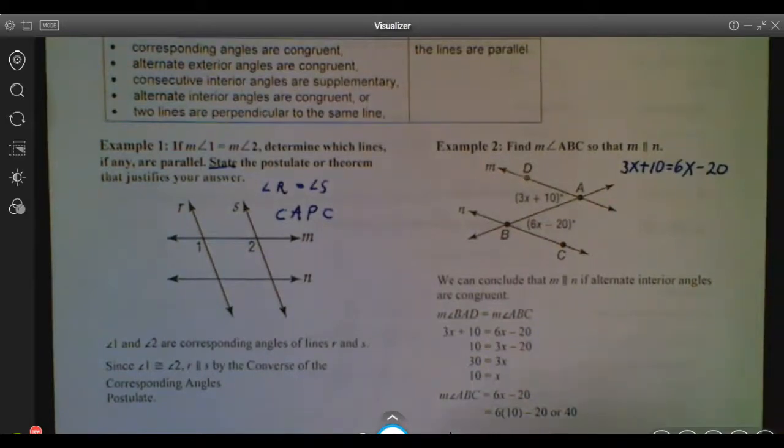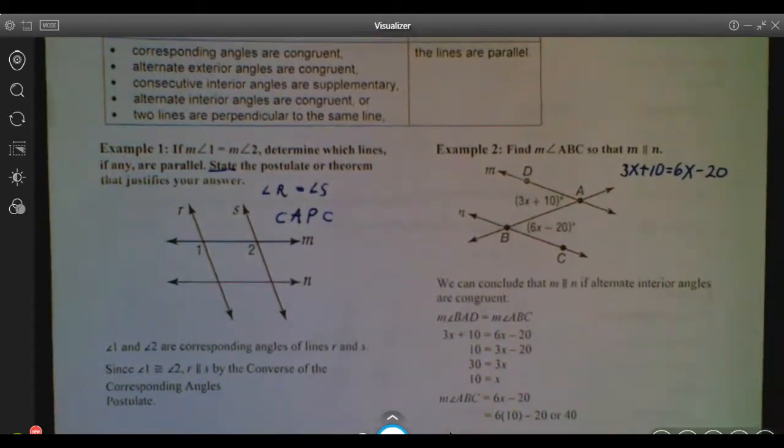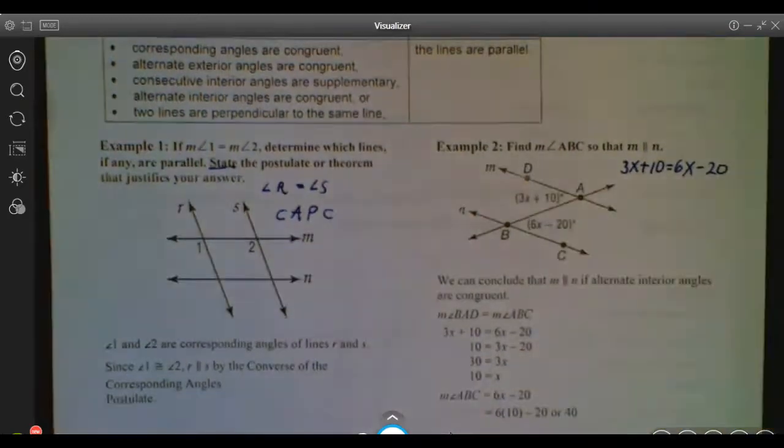So you see how this is kind of working in reverse here, but it's really all the same information. It's just the order in which we're applying these theorems or postulates. Okay, and so they went on to solve this one, so you'll have this for your example.